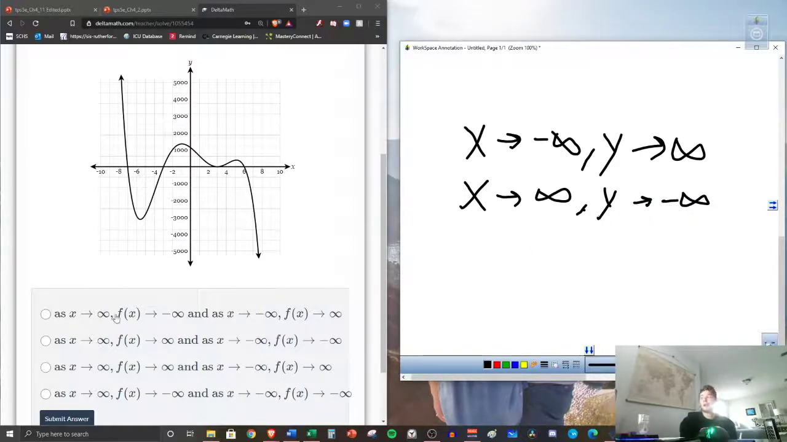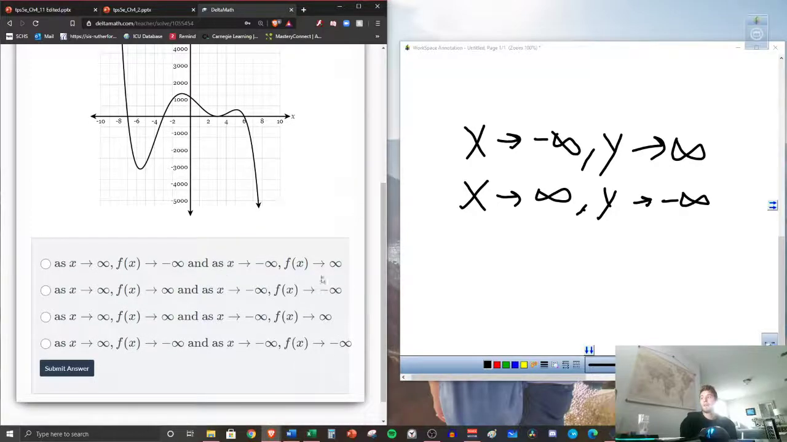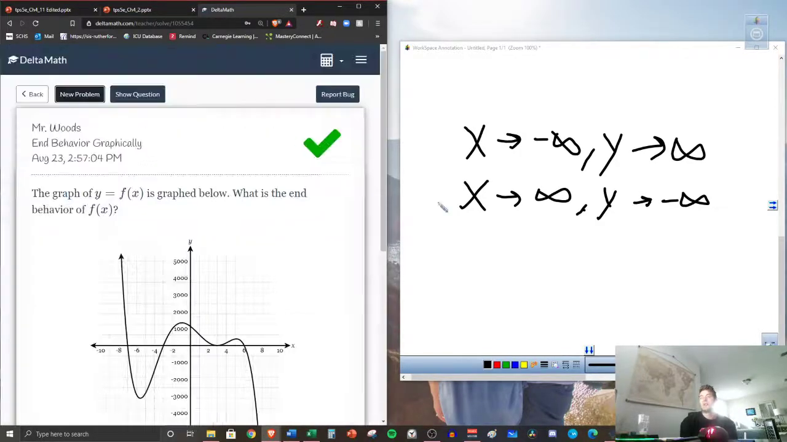And we got it. Let's see which one that is. Okay. So as x, these all show x, so this is the right side first. So we know it's either going to be this one or this one. They've mixed these up, by the way, to try to make sure that you're paying attention here. And then we know that as it's going to negative infinity, it needs to be going up. So the top one is the best answer for us.